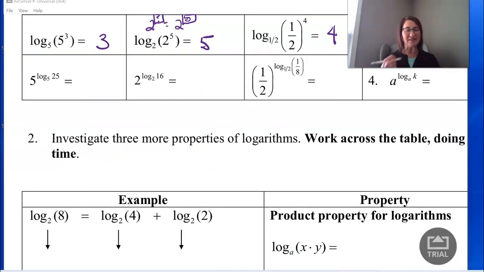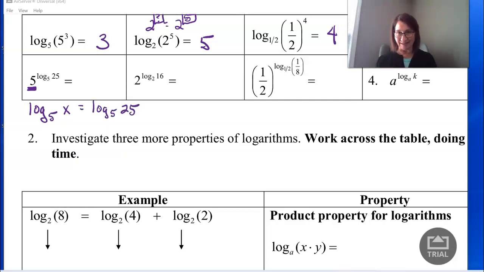Let's look at this last one. So I've got an exponential form, 5 raised to the log base 5 of 25. Well, let's change that exponent to logarithmic form. So I know that the base of my log is going to be 5. So I can rewrite this as log base 5 of something. Let's just put x equals that exponent, log base 5 of 25.